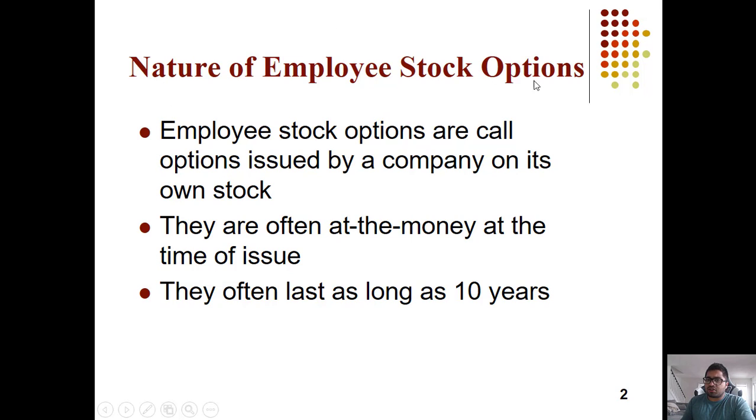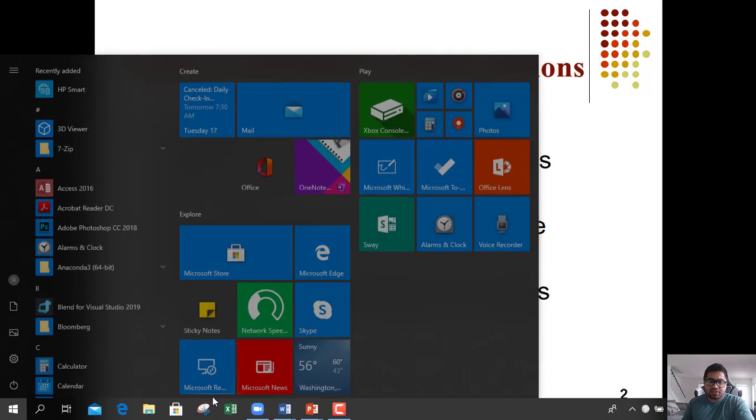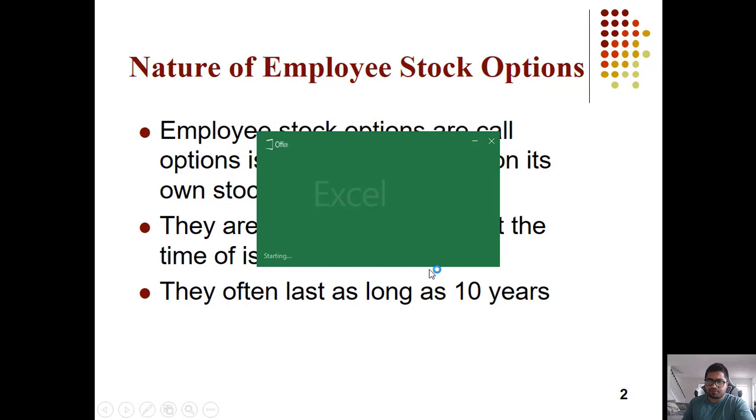So, nature of employee stock options. Employee stock options are call options that are issued by a company on its own stock. They're often at the money at the time of issue and they can last as long as 10 years. So what I'm going to do is open an Excel, explain that concept to you, and then we can move ahead.